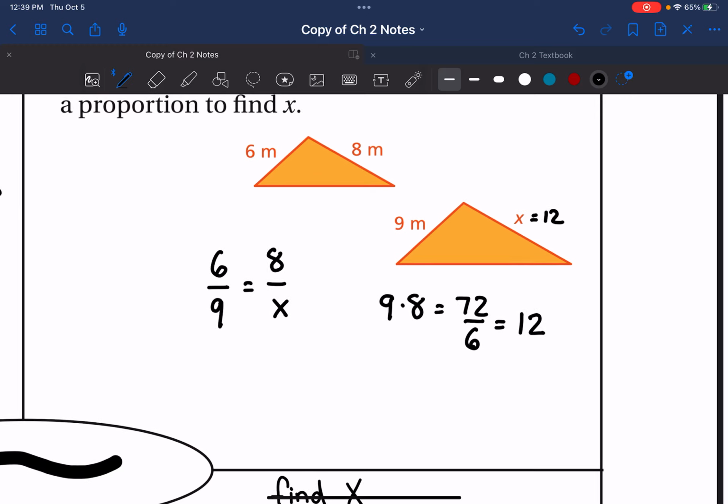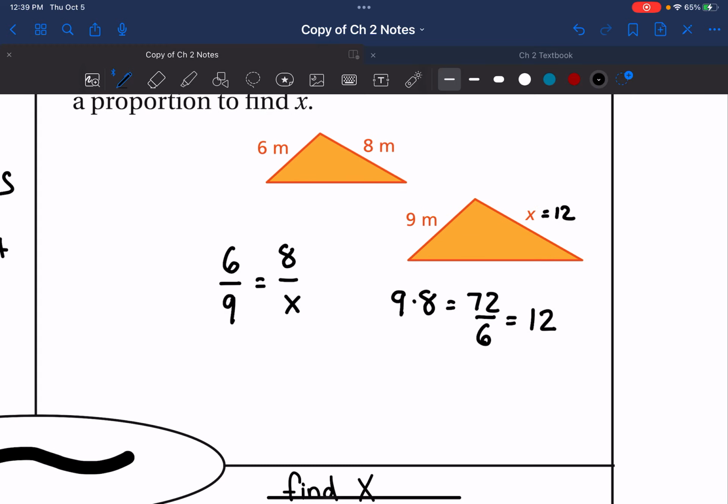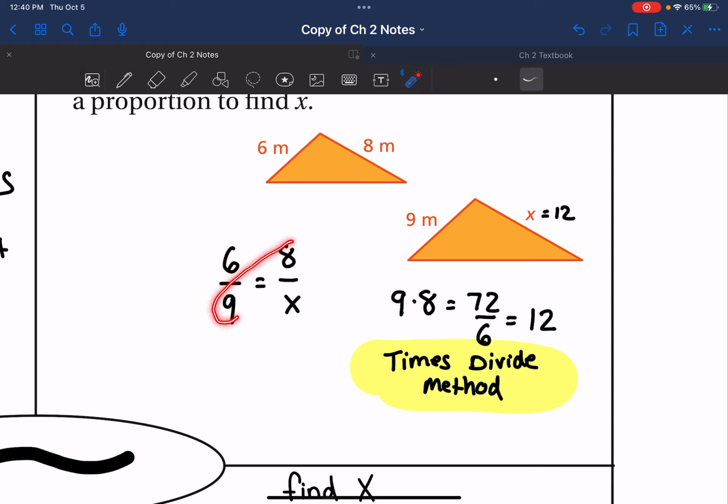Okay, so you have this in your notes, just like this, right? I want you to write down right here that this is called the times divide method. And then highlight that. That's called the times divide method. What we did is we took the two numbers across from one another, times them, and then divided by the loner. He's the loner because he has nobody across from him. He has an x. That doesn't count.